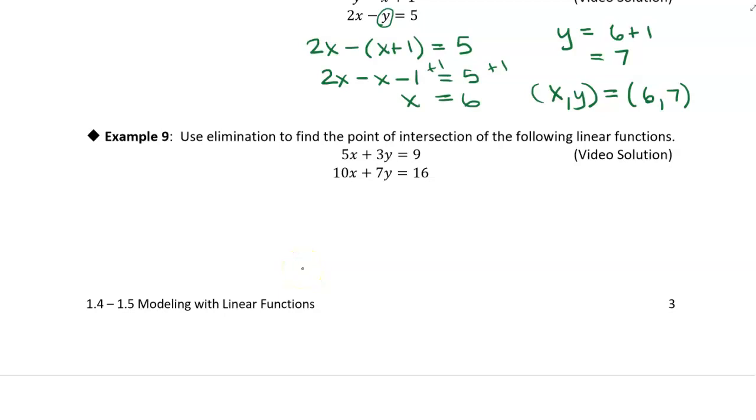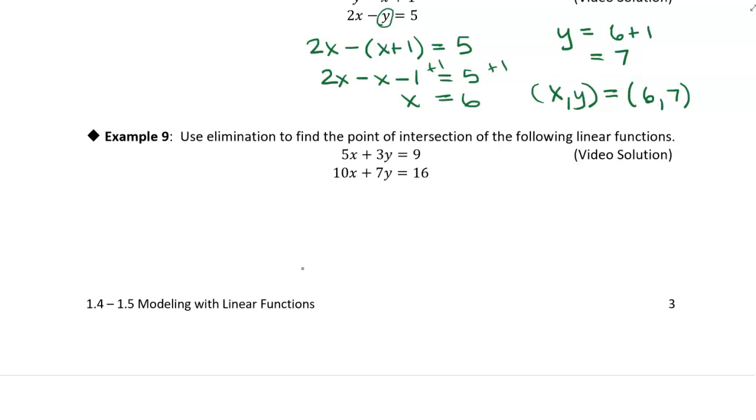There's another method for finding the intersection of two lines called elimination. The idea here is that we want to eliminate a variable by adding or subtracting two equations together. Okay, so we have two equations for two different lines. And these equations tell us that 5x plus 3y is 9, right?